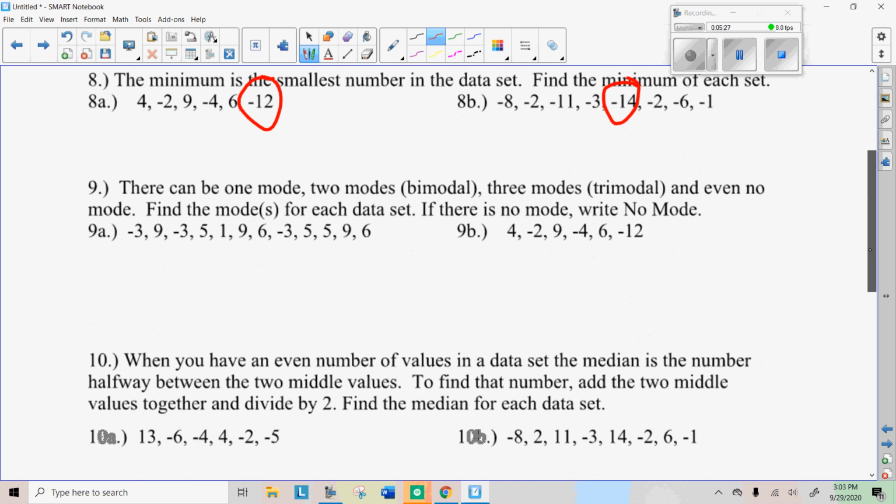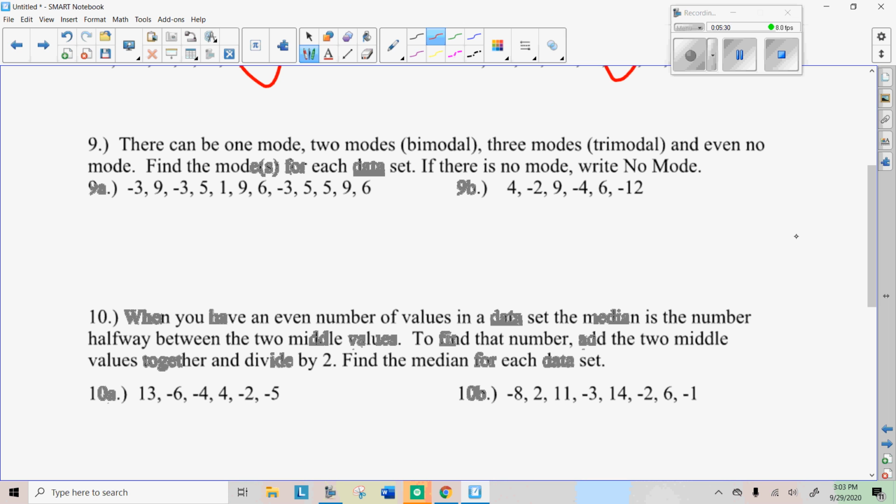Okay? Now, there can be more than one mode, or no mode at all if there's no number that occurs more than any other number. So check these out and see if you can find what the mode is or the modes. And if there is none, in other words, there's no number that occurs any more than any other one, then write no mode. So go ahead and do that.